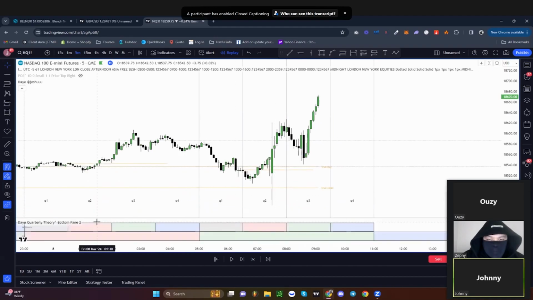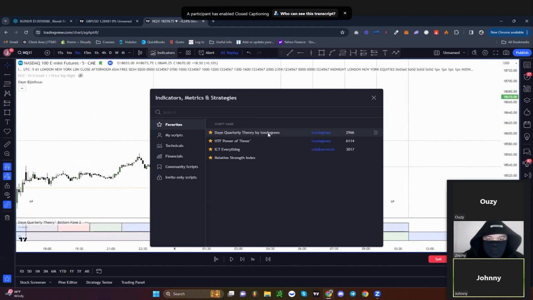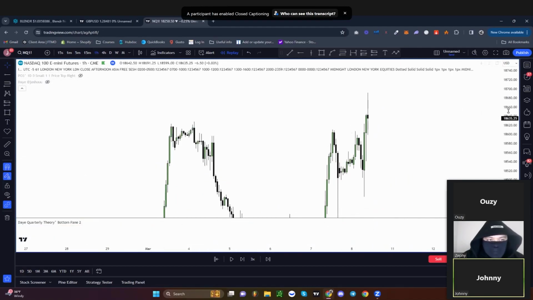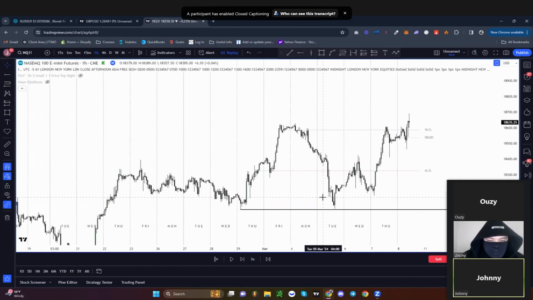And this bottom one is called Day Quarterly Theory by 2 Degrees. So that's another one. And then I have this ICT Everything, which splits the days up and stuff, if you guys want that. It splits the days up, which I find really helpful. It gives you the monthly opening, weekly opening, all that good stuff. It makes it cleaner too. It's a clean indicator, man.